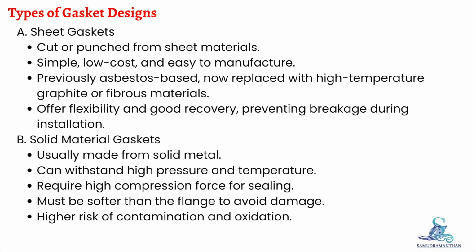Second is solid material gaskets. These gaskets have higher strength and can withstand higher pressure and temperature. They are usually made of metal, which requires greater compression to seal properly. However, the metal must be softer than the flange to avoid damage. A drawback is that metals may oxidize or contaminate the process fluid, so material choice is critical.